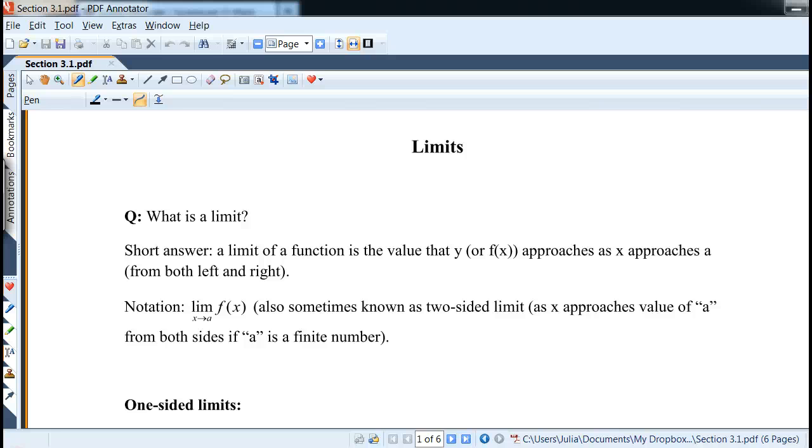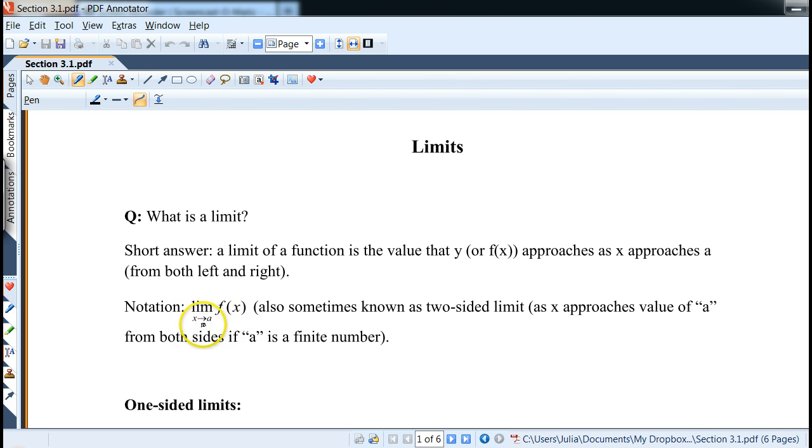In this section, we'll focus on the idea of limits and how we can use them later in the definition of a derivative, for example. So what is a limit? This is the concept of what actually happens to y, or f of x, as x approaches a number from both left and right. So again, we're talking about approaching, so not actually equal to.